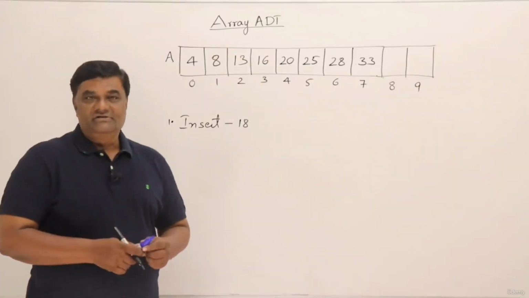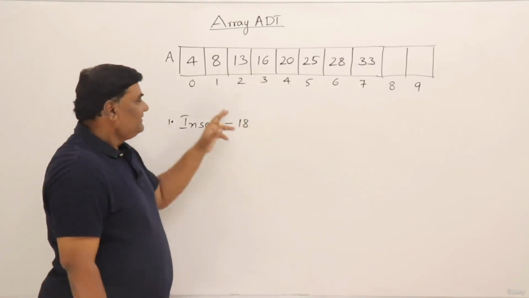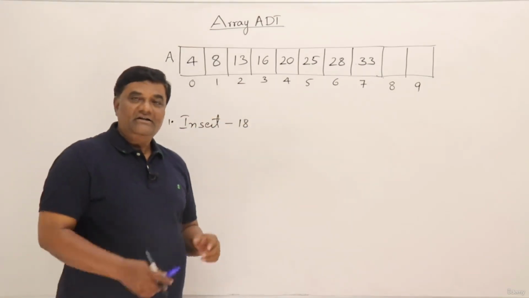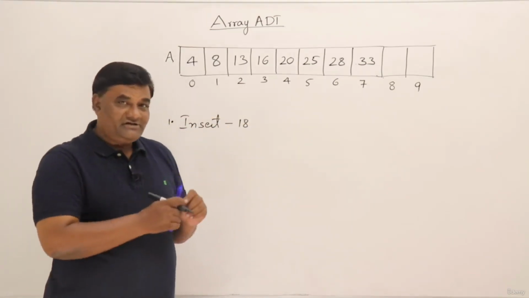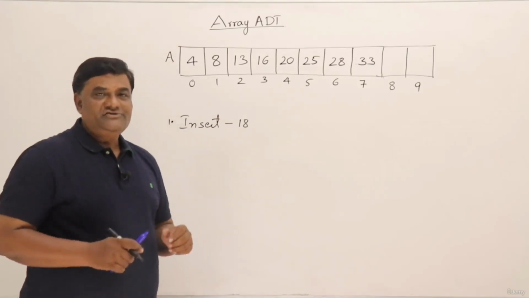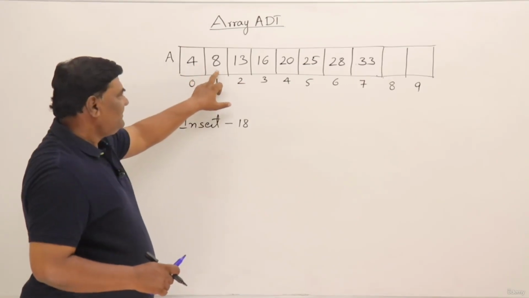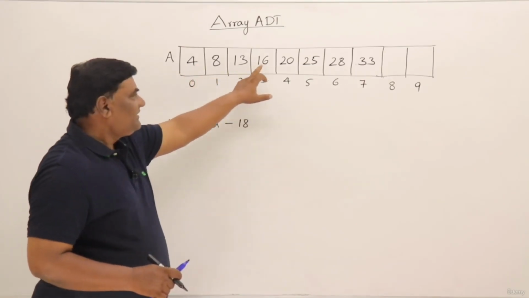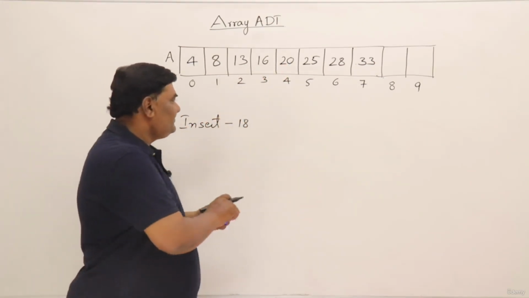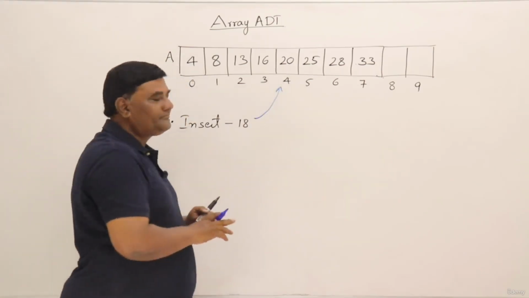Now the first operation, I want to insert a new element 18 in this array, and this array, if you observe, is already sorted. So in a sorted array, I want to insert a new element such that it is inserted in its sorted position. So where should this 18 come? If you check here, it is greater than 4, greater than 8, greater than 13, greater than 16, but less than 20. 18 is less than 20. So 18 should come here. This is the place for 18.